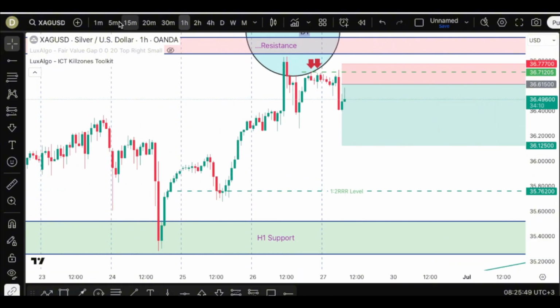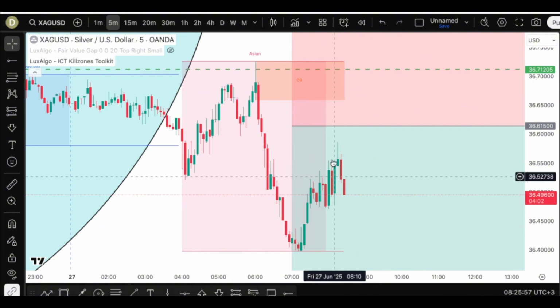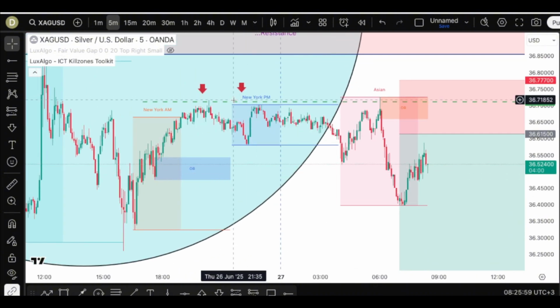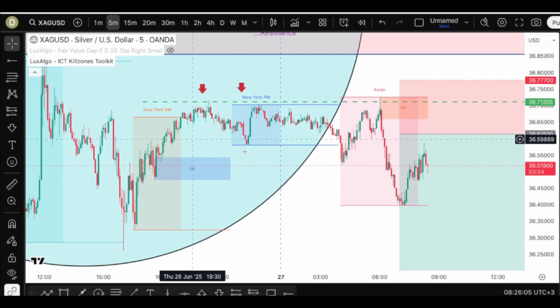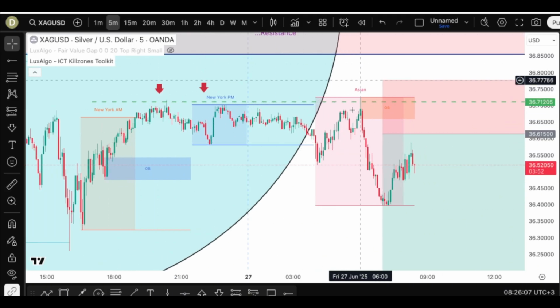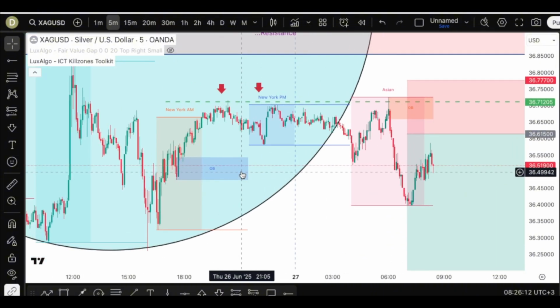Before I go to the targeting criteria, let's go to M5 so that I can show you that the New York PM highs were taken out, which is more of a range. There was a range from here that was taken out and the price closed inside. So those were all different confluences that took place before I decided to take the trade.